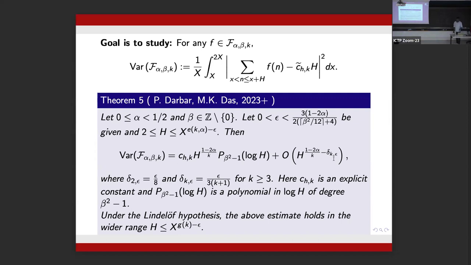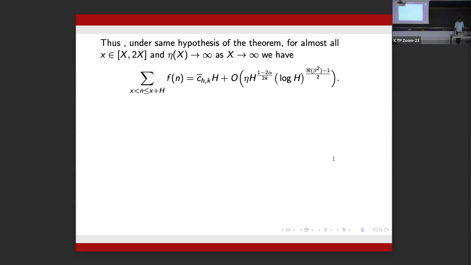But under the Landau hypothesis, similar to the result by Goldston, Matomäki, Radziwiłł and others, here we also extend the exponent of the short interval under this Landau hypothesis. As a consequence of this, we get the mean value estimate for almost all x. It looks like this form, which allows eta to go to infinity as x tends to infinity. This is again by using the Chebyshev inequality.